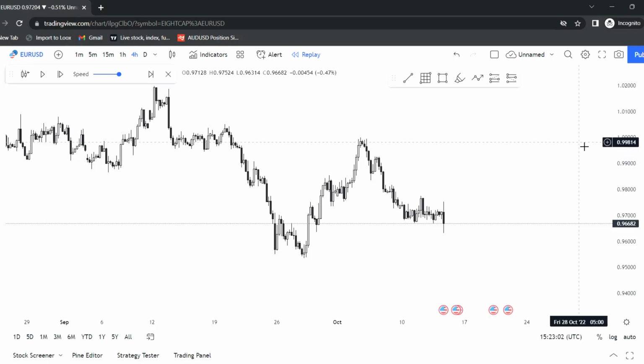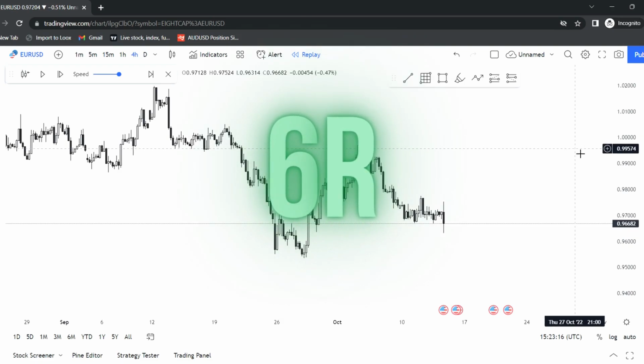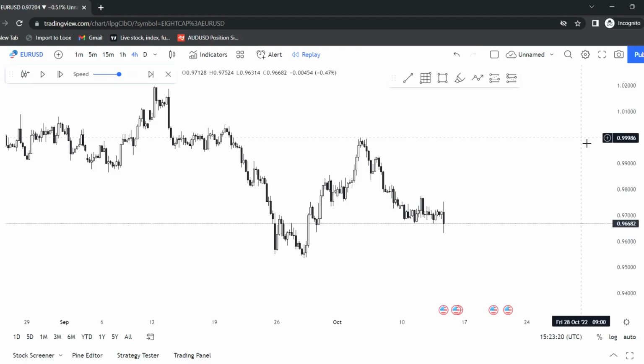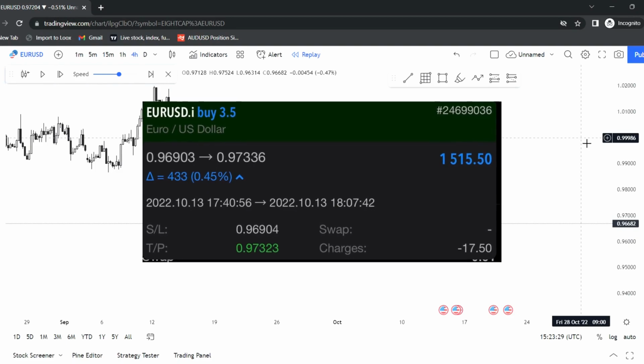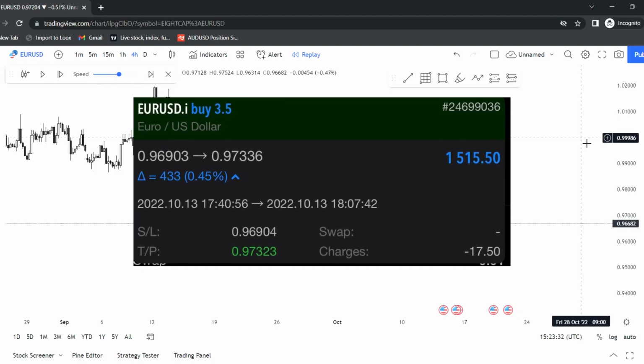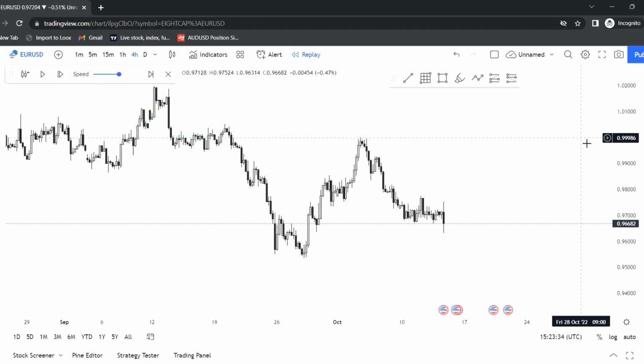So this is a trade that I took on Thursday, the 13th of October 2022. Now this was a long, and this resulted in a 6-hour trade that completely hit TP without any partials. Personally I risked 0.5%, so this resulted in a 3% gain on my account, which was around $1,500. And here's a screenshot that simply shows that I actually took it. And without further ado, let's get started.